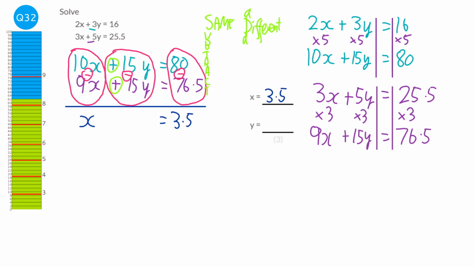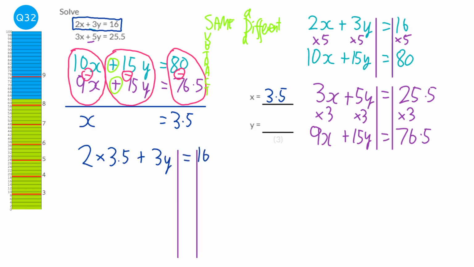But that's only half the job, because we've then got to work out what y is. So I'm going to substitute x into this first equation here. So we're going to do 2 times 3.5 plus 3y equals 16, and we're going to get our lines in. And the first thing I'm going to do is 2 times 3.5, which is 7, so we're going to subtract 7 from both sides.